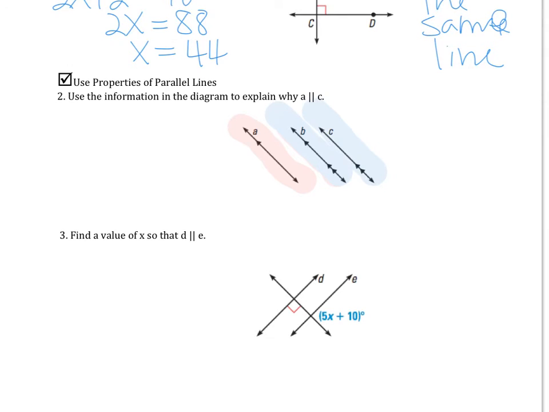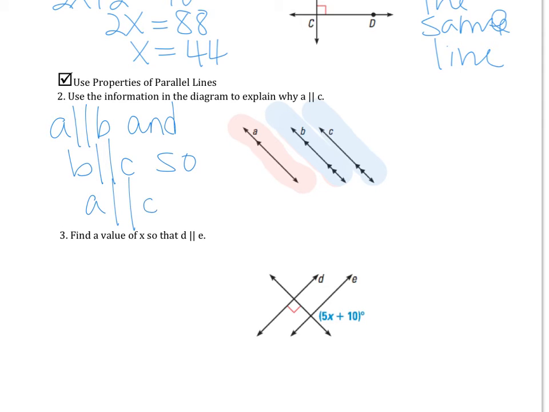So we have A is parallel to B, and B is parallel to C. So A is parallel to C. This is two lines parallel to the same line. I'm having problems writing the word same.